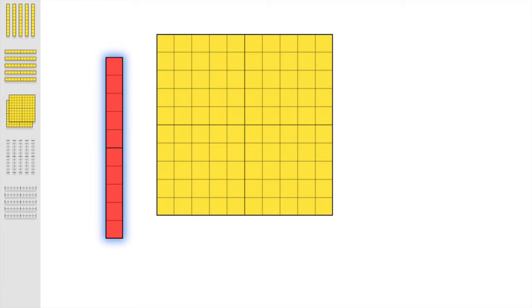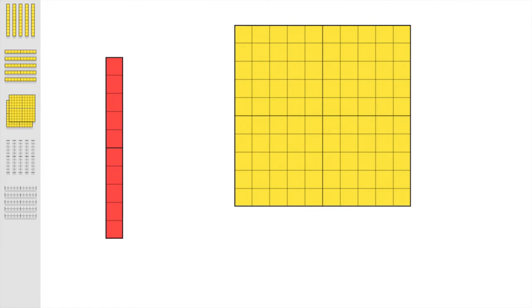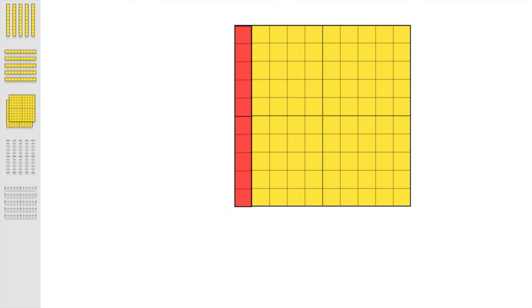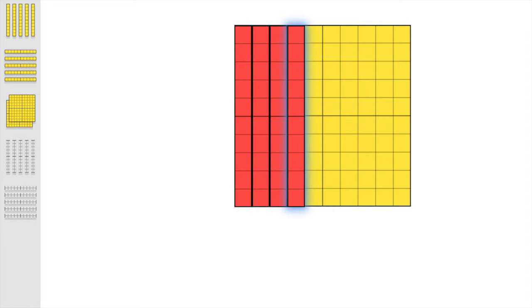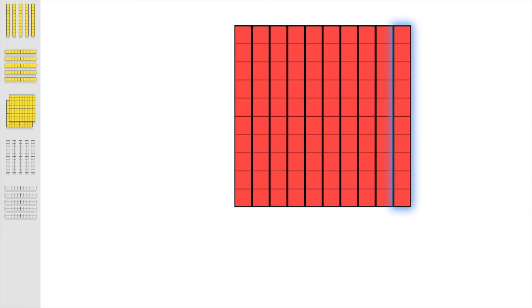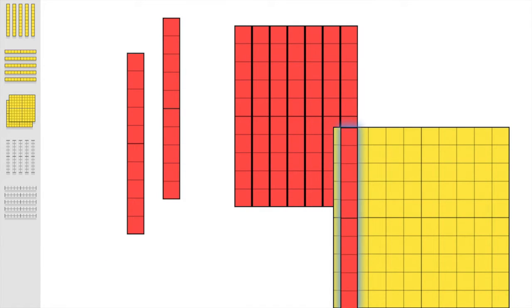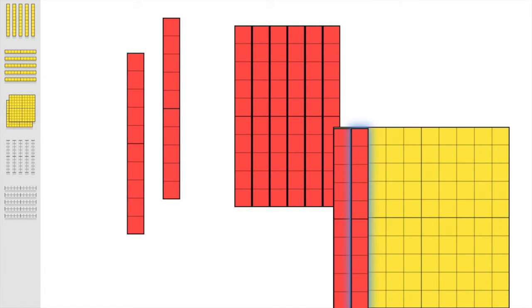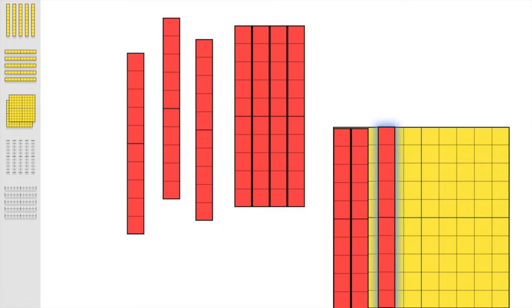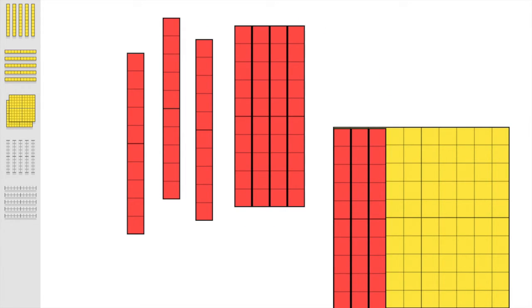So if this flat, the yellow flat, is my whole, then this red long, I call it a long, would represent 1/10 of the whole. And that's because it would take 10 of these longs to cover the entire whole. So there's 10 tenths to cover the entire whole. So we can say that this would be 1/10 of the whole, 2/10 of the whole, 3/10 of the whole, and so on and so forth.